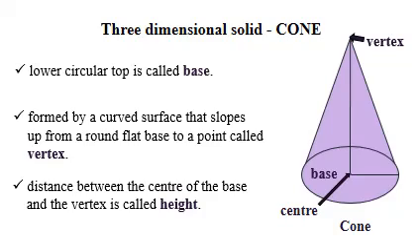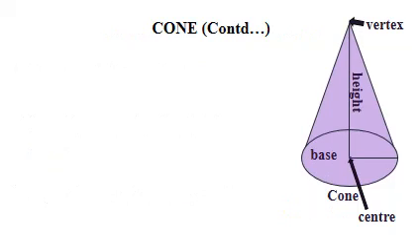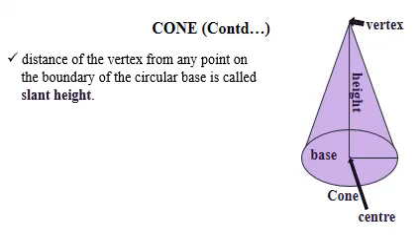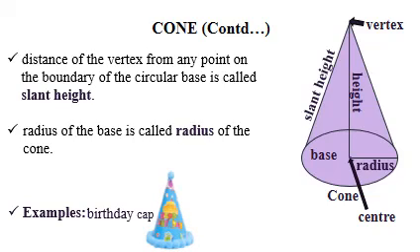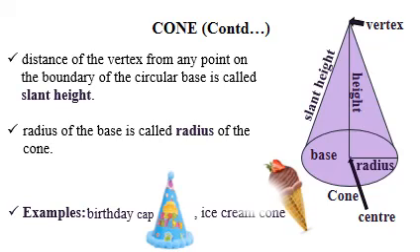The distance between the center of the base and the vertex is called height. Please look at the figure and concentrate. See, this is the height because it is the distance between the vertex and the center of the base. The distance of the vertex from any point on the boundary of the circular base is called slant height. So this is the slant height of the cone. The radius of the base is called the radius of the cone. Please look at the figure. This is the radius of the cone. Now I would like to add some examples from our daily life. Birthday cap. So birthday cap is a real life example of cone. And an ice cream cone.